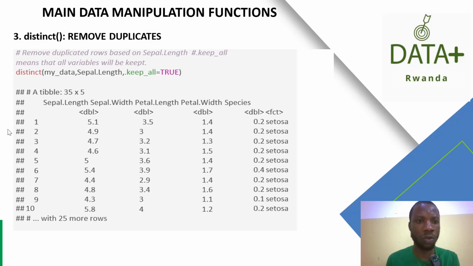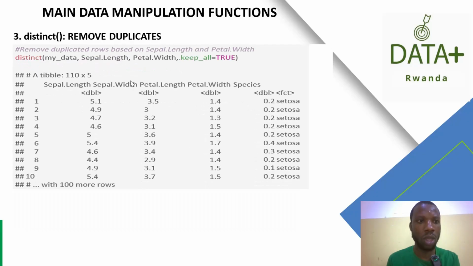And then if we say keep all, we are trying to say do it as much as you can, but also keep the unique identifier after removing the duplicate. Also, you can specify more than one variable where you want to take the duplicate. If you see that the separate and petal are similar, try to remove it. Otherwise, keep it the way it is.